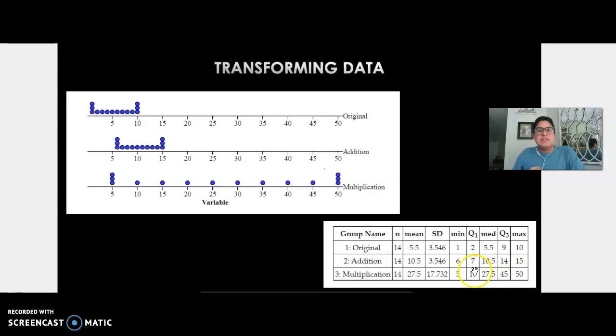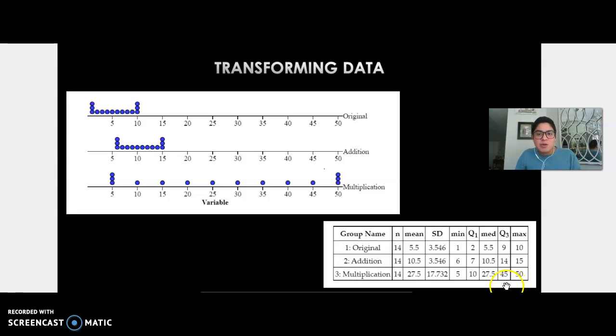So now I have 50 minus 5. That gives me 45, and my original range was 9. So how do I get from 9 to 45? Well, adding 36 is an option, but we're talking about multiplication. And 9 times 5 is going to give me 45.